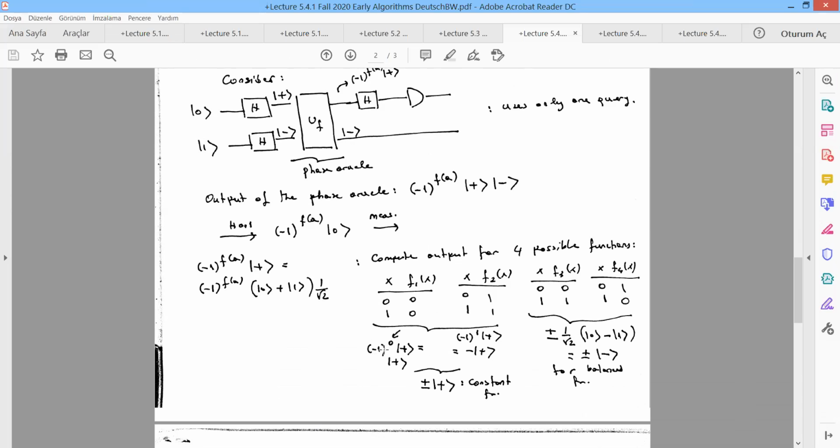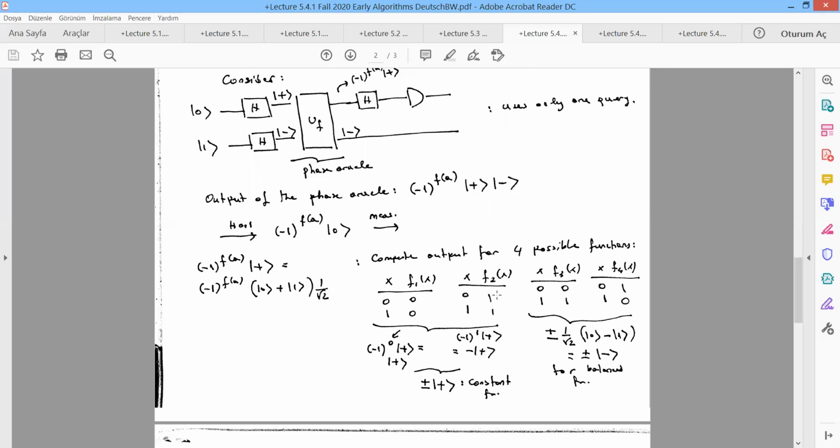If we measure these four possible functions, f of x, if it is 0, like in this first case, remember we had four possible cases of 1 bit to 1 bit functions. And this was the first case. In the first case, as you see, f of x is always 0. So this phase over here on top, -1 to the 0, is always 1. So we have the state ket plus.